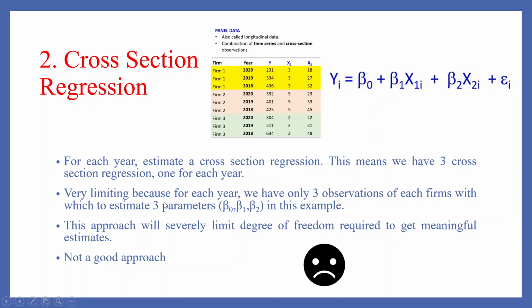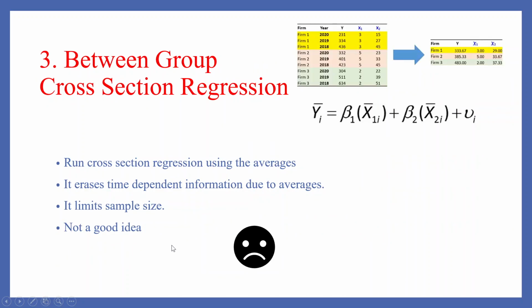Very limiting, because for each year we have only three observations, one for each firm, with which we have to estimate three parameters, beta 0, beta 1, beta 2 in this example. This approach will severely limit the degrees of freedom required to get meaningful estimates. Not a good approach.